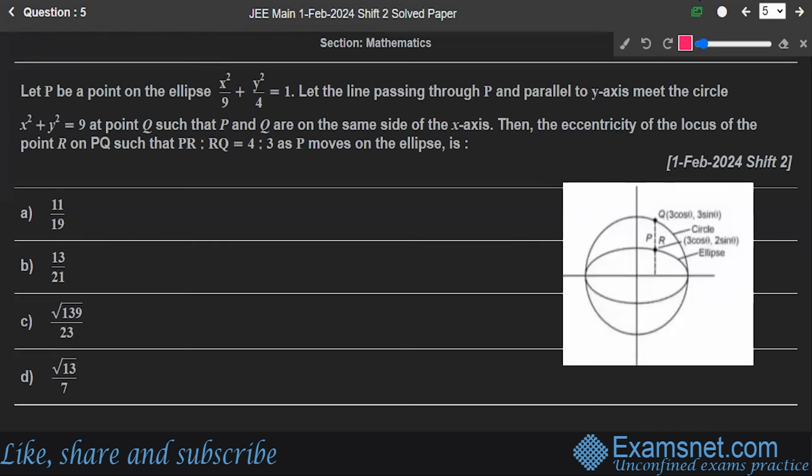So this is your figure. This outer one represents your circle and the inner one is your ellipse. Let the point Q represent 3 cos theta, because this is the equation of the circle.